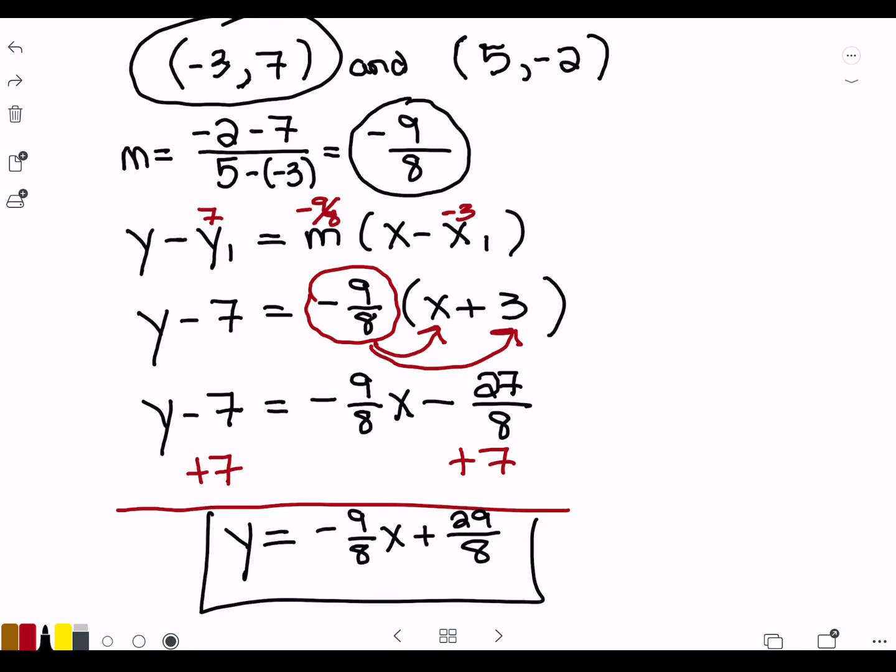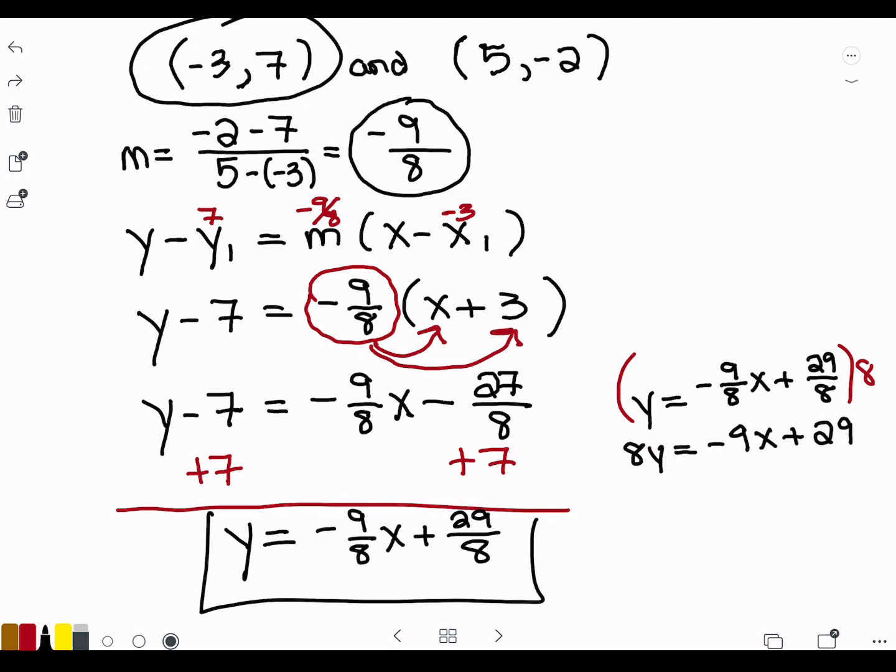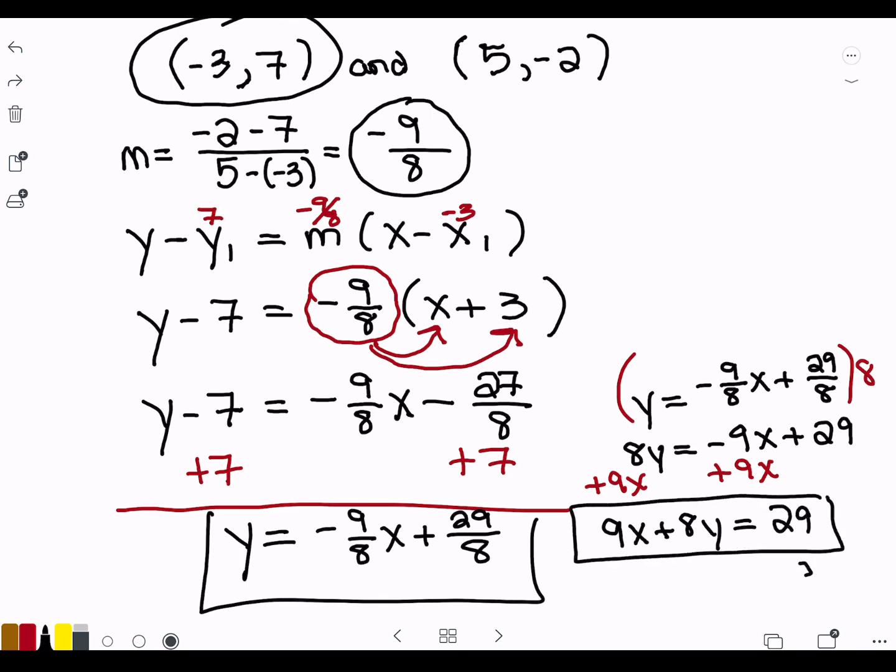Now, just for the sake of you understanding how to do standard form, remember standard form is where you have the x and y on the same side. If I want to turn this slope-intercept form into standard form, first I'm going to get rid of the fractions, so I multiply everything by 8. So I get 8y is equal to 9x plus 29. Then I move the 9x to the other side, because I need the x and y to be on the same side. And then you've got your standard form: 9x plus 8y equals 29. That's your x and y being on one side by itself.